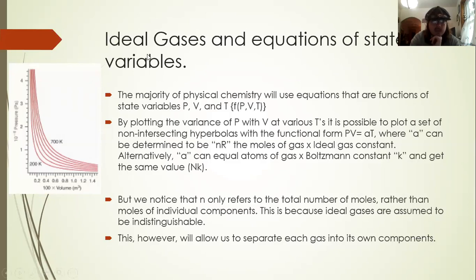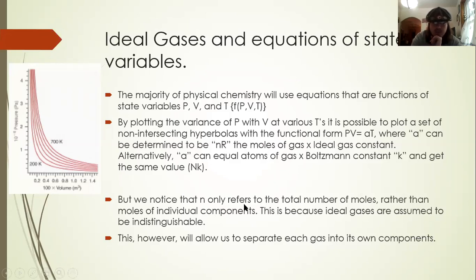Now, for a gas, by plotting the variance of P with V at various temperatures, it's possible to plot a set of non-intersecting hyperbolas, like here, from 200 degrees to 700 degrees Kelvin, where PV equals a constant A times T. A is going to be our nR, the moles of gas times the ideal gas constant. Alternatively, we can look at A as the number of atoms of gas and the Boltzmann constant.